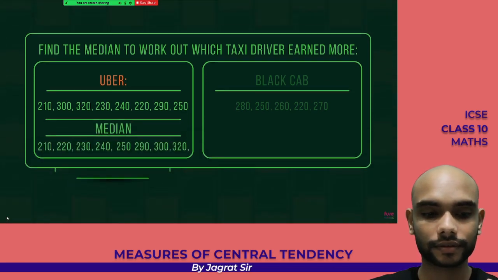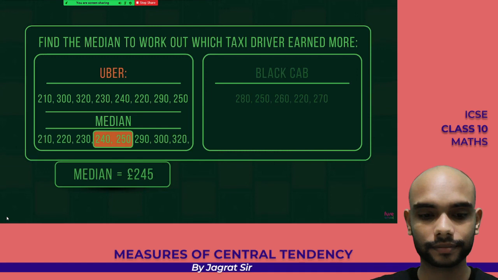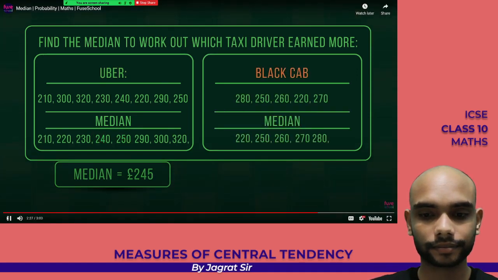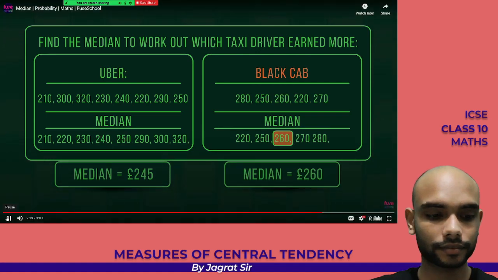Uber driver's median is £245. And the black cab's median is £260.